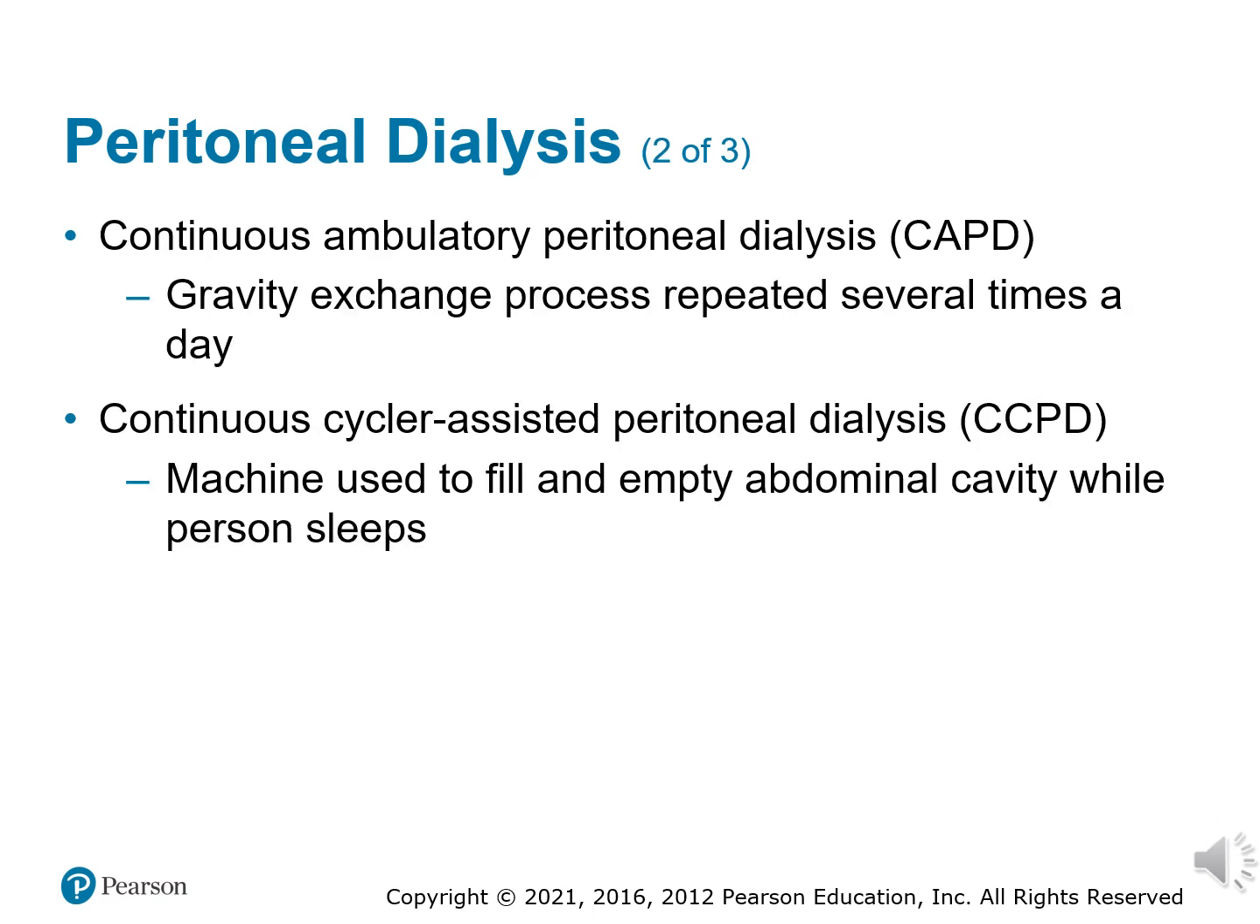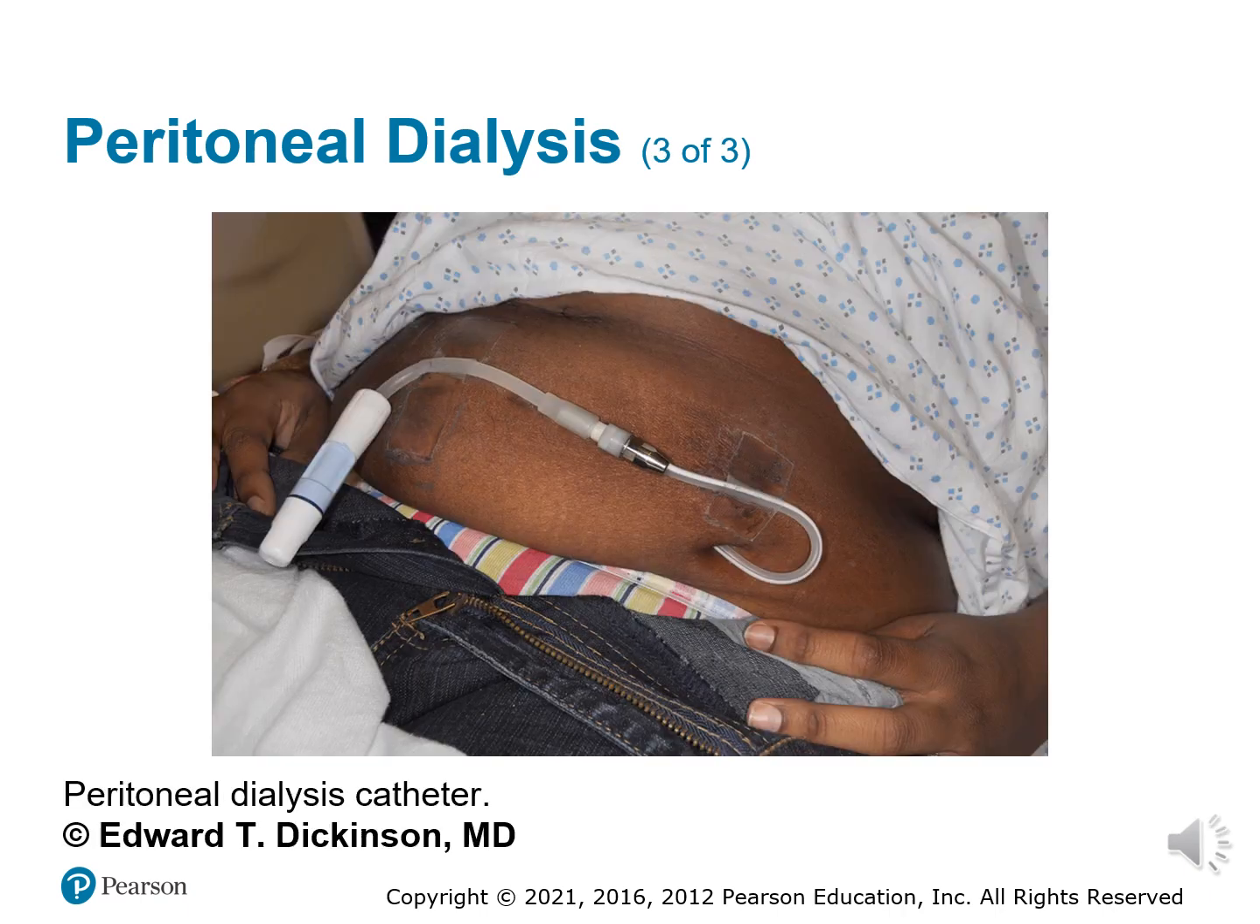First you have continuous ambulatory peritoneal dialysis, or CAPD, where the gravity exchange process is repeated several times a day. Then you have continuous cycler-assisted peritoneal dialysis, called CCPD, where a machine is used to fill and empty the abdominal cavity while a person sleeps. Here it's showing a peritoneal dialysis catheter.